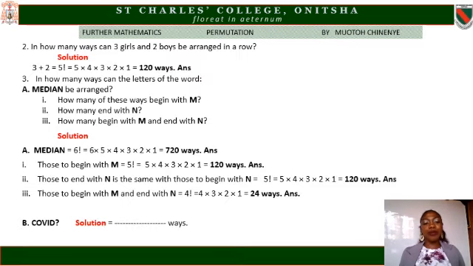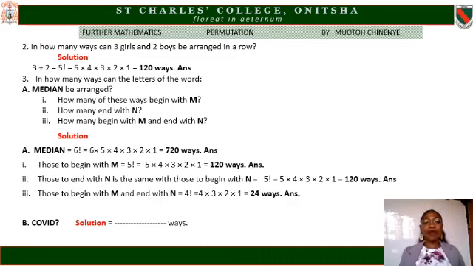Example 2. In how many ways can 3 girls and 2 boys be arranged in a row? Remember, when arrangement is done in a row, it's just the same thing as when it is done on a line or when it is done on a bench. Now, what you do is to add the number of girls, which are 3, and the number of boys, which are 2, to give us 5. And then you have 5 factorial, which when you simplify, will give us 120 ways.